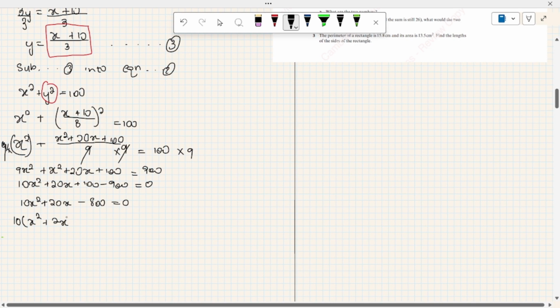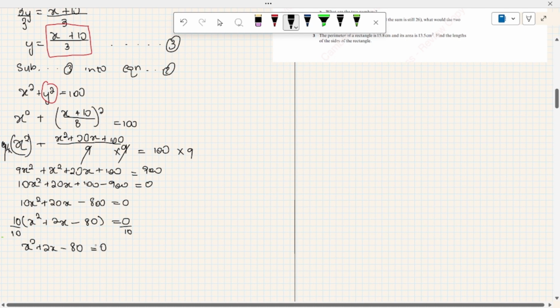Plus 2x minus 800 divided by 10 is 80. Then it's going to be 0, because anything that's 0 over 10 is 0. So it's going to be x squared plus 2x minus 80 equals 0.